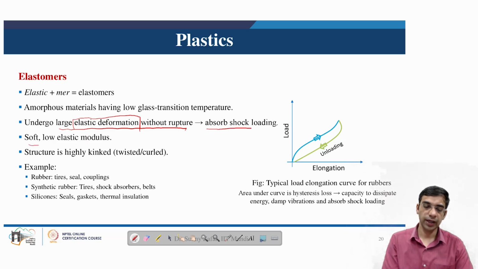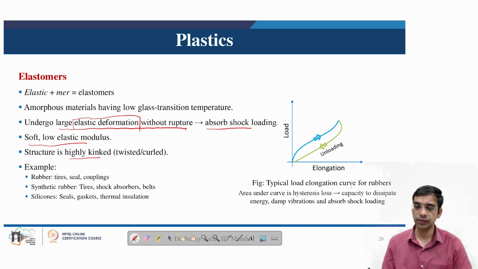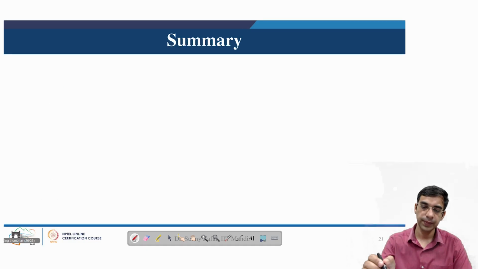They are often soft and have low elastic modulus, and their structure is highly kinked, because of which they are able to regain shape quickly upon removal of external load. Examples of elastomers include rubber, which is used in tires, seals, and couplings; synthetic rubber, used for shock absorbers and belts; and silicones, used in seals, gaskets, and thermal insulation. Here we can see a typical load elongation curve for rubber, where the area under the curve is known as the hysteresis loss, which is the capacity to dissipate energy or damp vibration in shock loading conditions.